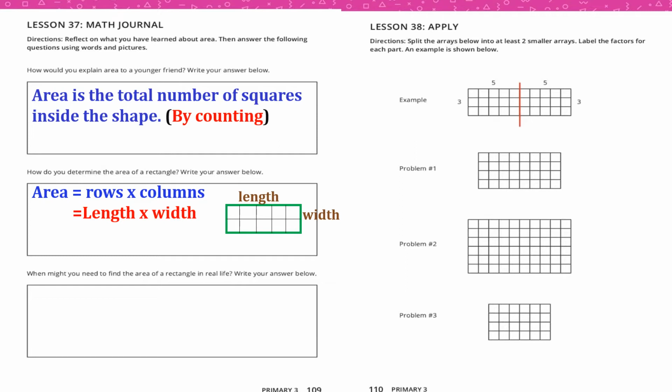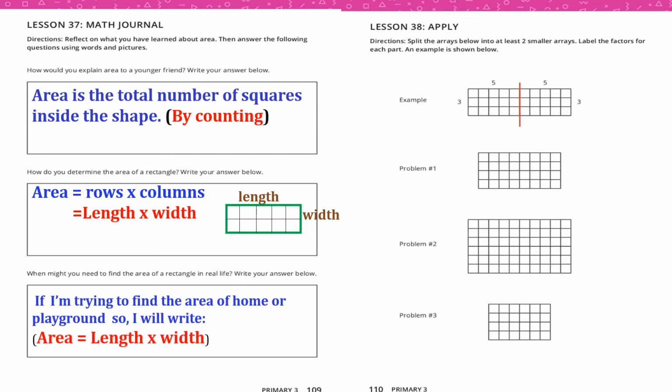The last question: when might you need to find the area of a rectangle in real life? Write your answers. In real life, I can find the area if I am trying to measure the area of a home or playground. So I will write that area equals length times width.